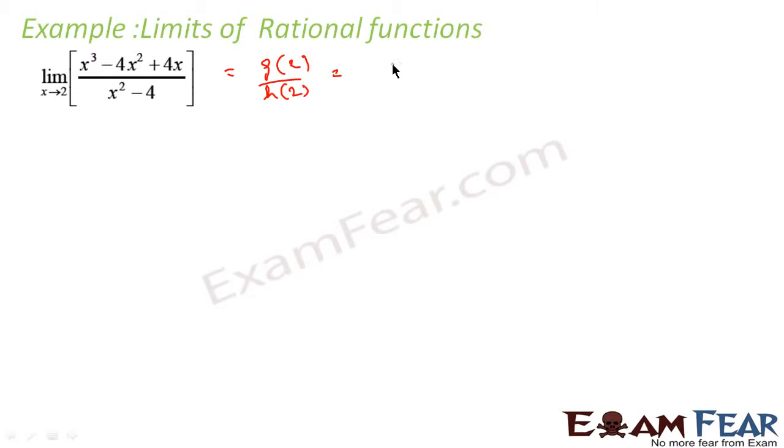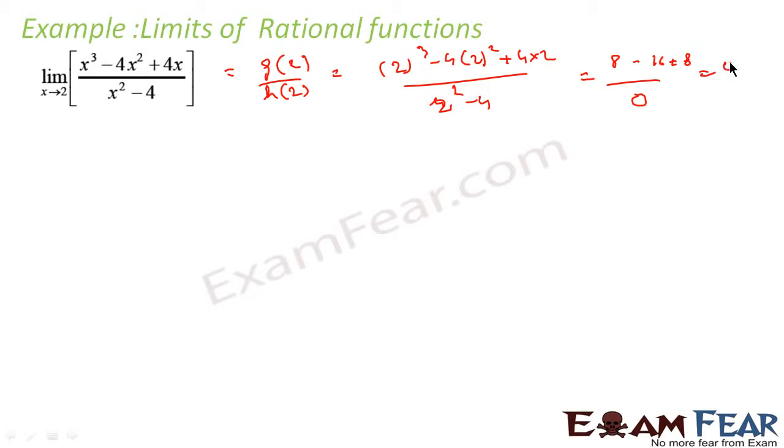That is nothing but g of 2, which is 2 cube minus 4 into 2 square plus 4 into 2, by 2 square minus 4. So the numerator comes out to be 0 and the denominator is 8 minus 4 into 4, 16, plus 8. That is 0 by 0. Now since we have 0 by 0 form, that means we have an option to factor it. So let's factor this.